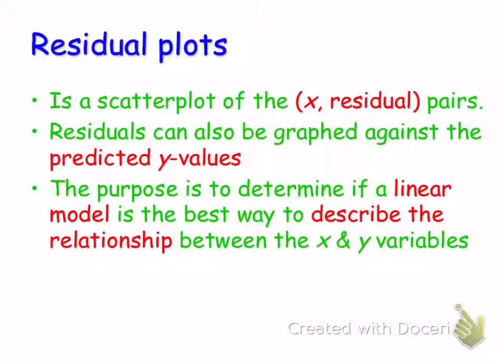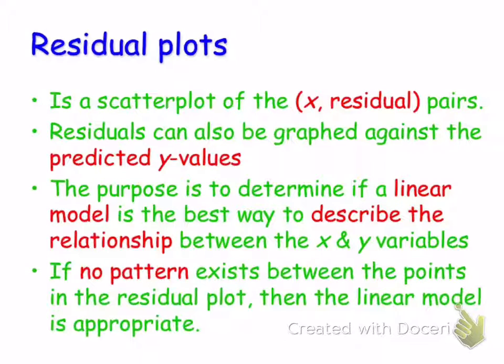So the purpose is to determine if a linear model is the best way to describe the relationship between x and y. We are wanting to have no pattern. We want it to look like a bunch of stars in the sky. So we want our residuals to be scattered with no pattern. Then we say the linear model is appropriate. If a pattern exists, then the linear model is not appropriate.